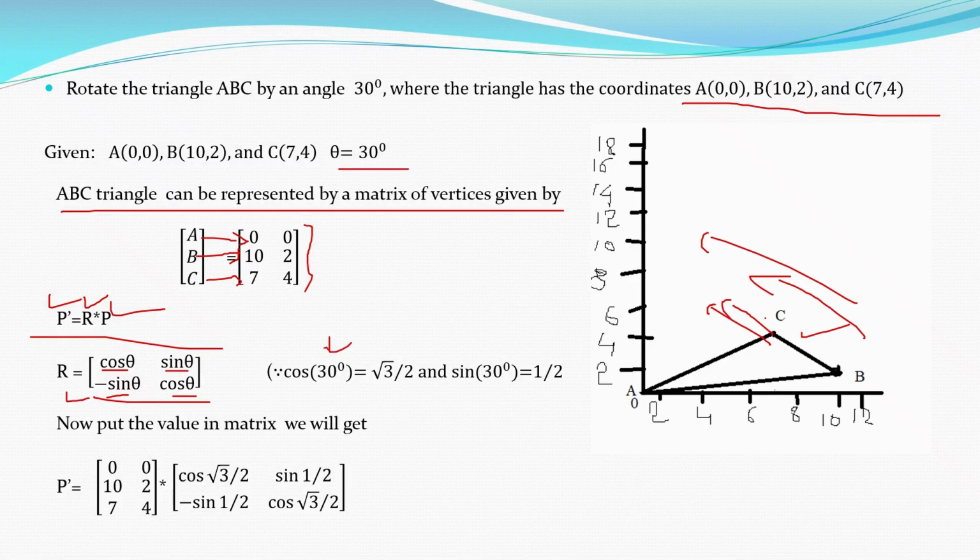So what is the cos 30 value? That's root 3 by 2, and sin 30 is 1 by 2. So now we have to represent the values in a matrix. So ABC is given. This is P, this is R. We put in the theta value, then see what we get.